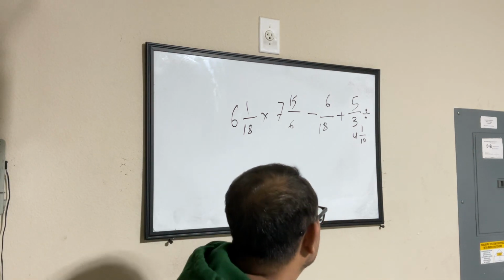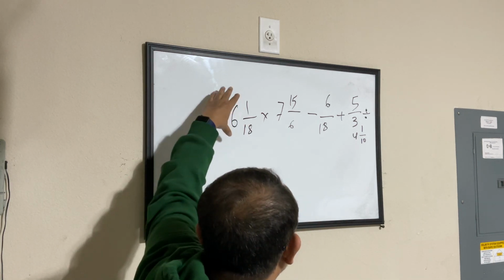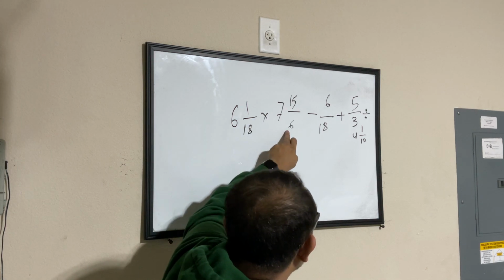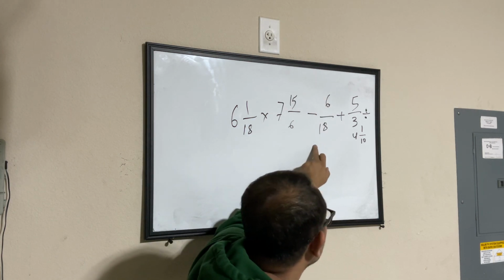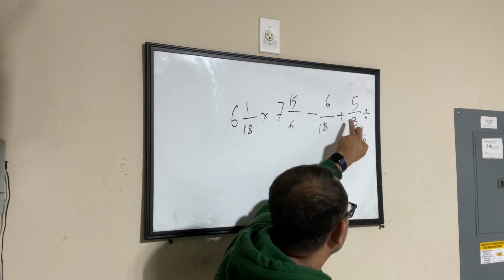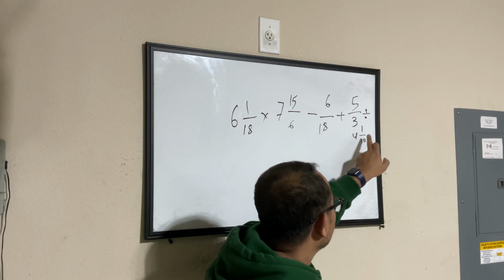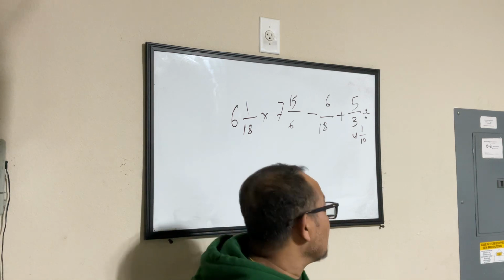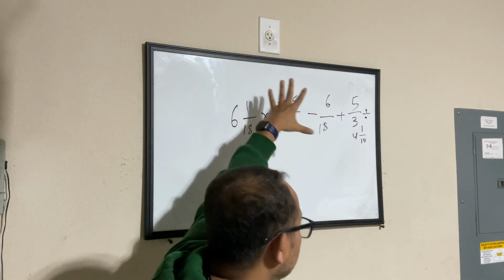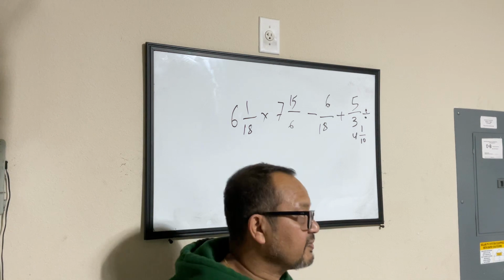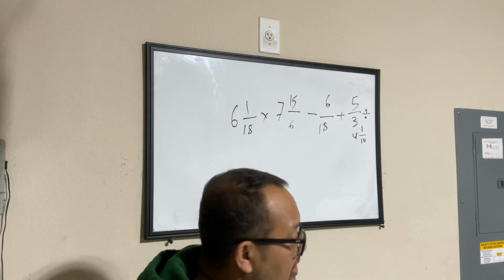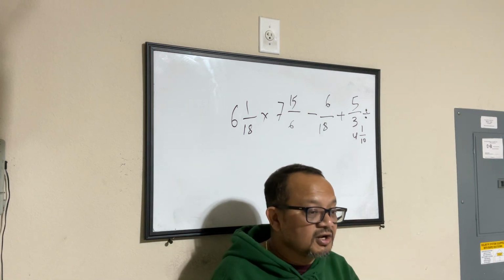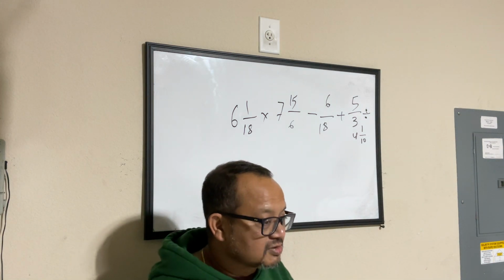Yeah, no, I'm saying this is a question that I want you guys to solve. That is 6 1 by 18 multiplied by 7 15 by 6 minus 6 by 18 plus 5 by 3 divided by 4 1 by 10. So here a few things that you have to take into account. The order of operation, how do you convert mixed number into proper or improper fraction, and then how do you convert fraction to decimal. If these three things you guys recall, if you have practiced enough, you should be able to solve it.